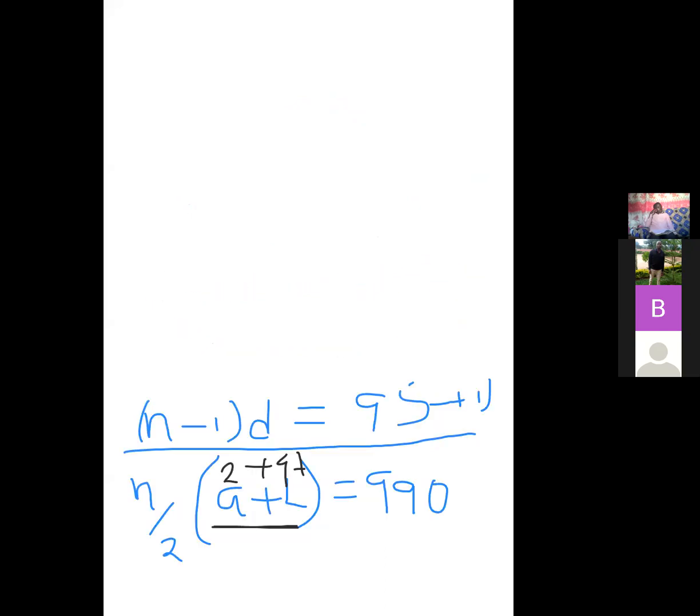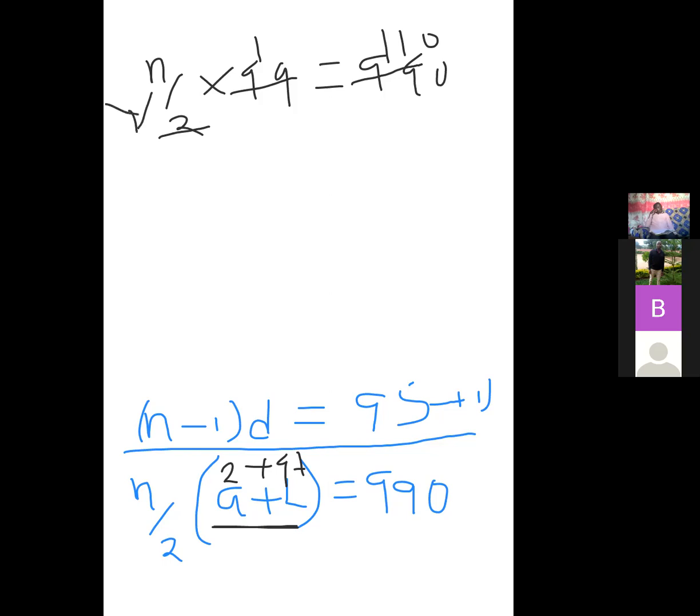So we are going to say it is n over 2 times (2 plus 97), which is 99, equals 990. So we divide: 990 by 99 is 10. Then these 2 you multiply by 2 because it's our denominator. So multiply by 2 on both sides. So n is equal to 20.